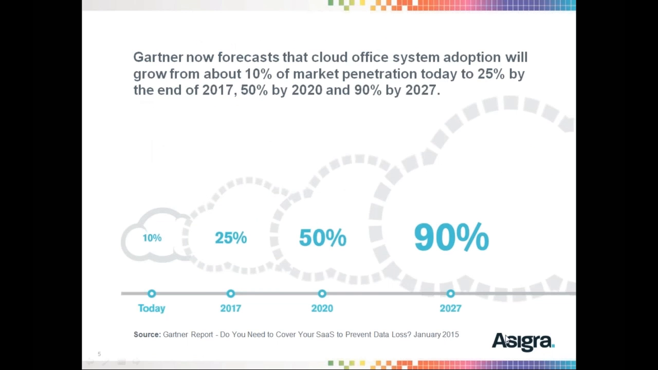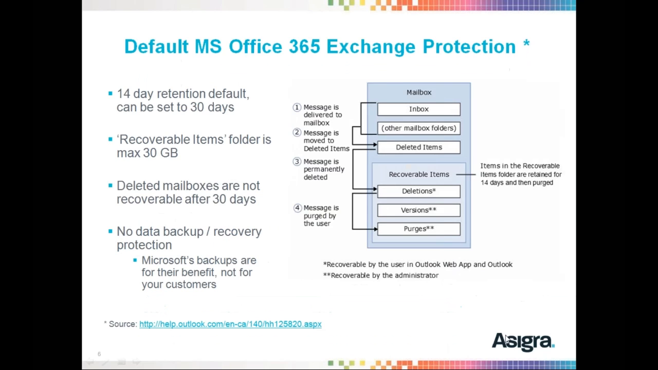Now, as you probably know, the actual market penetration is going to grow as we move through the different stages. By 2027, Gartner says there will be 90%, which basically gives you quite a large market to offer the Office 365 functionality as far as the backup and recovery to your customer base.